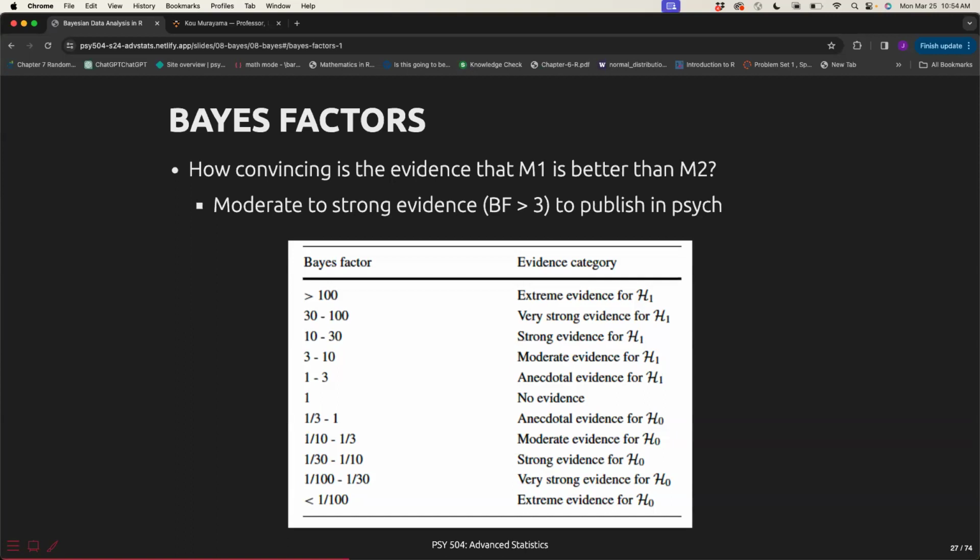Some people use log odds to make it simpler to infer or interpret. So you will see that sometimes where you just have the log of the Bayes factor to make interpretation easier. So they will use that sometimes.